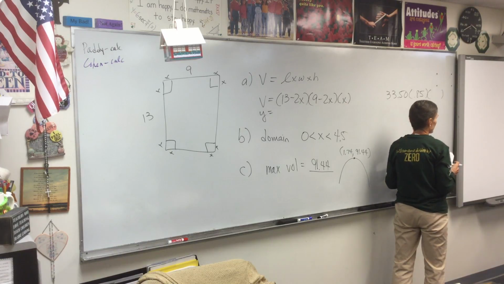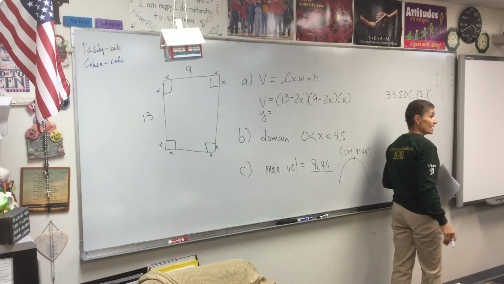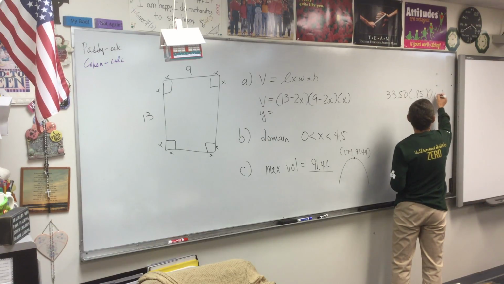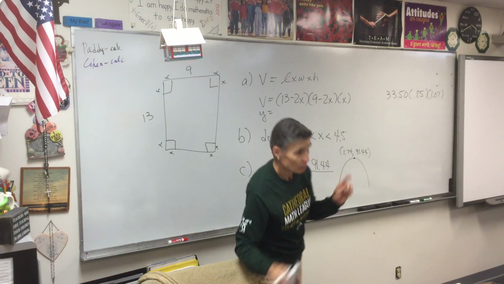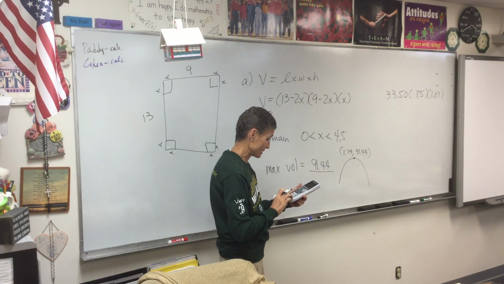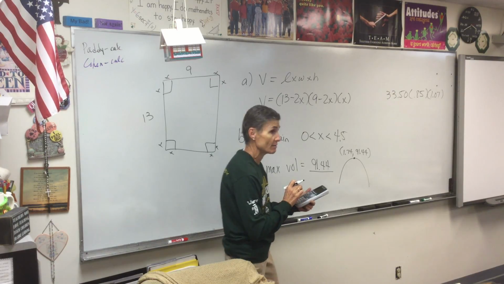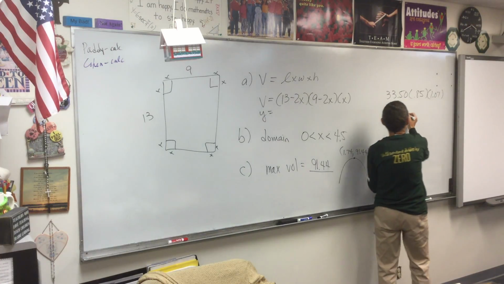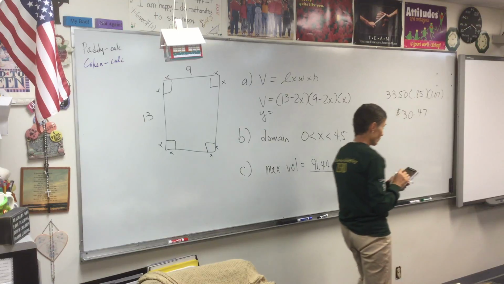Yeah, it's a typo. 33.5. And there's a 7% tax? 1.07. So now I'll type it all in. That is a quiz question on Tuesday. Anybody have a question about where any of those numbers came from? I got $30.47 is what I would pay.